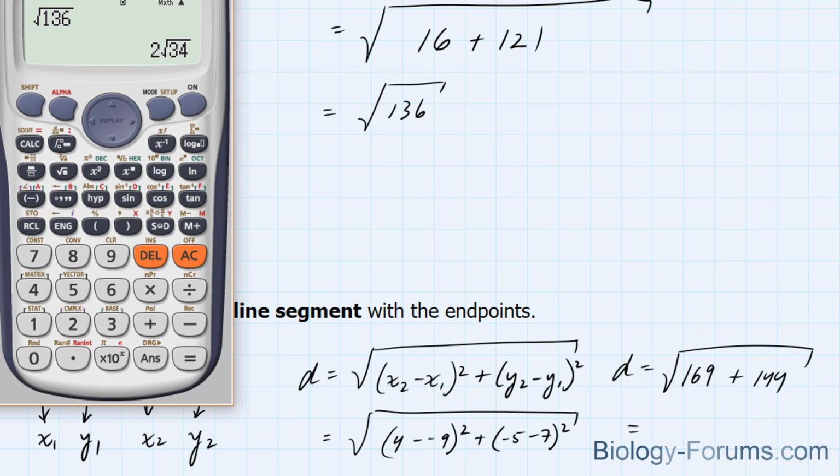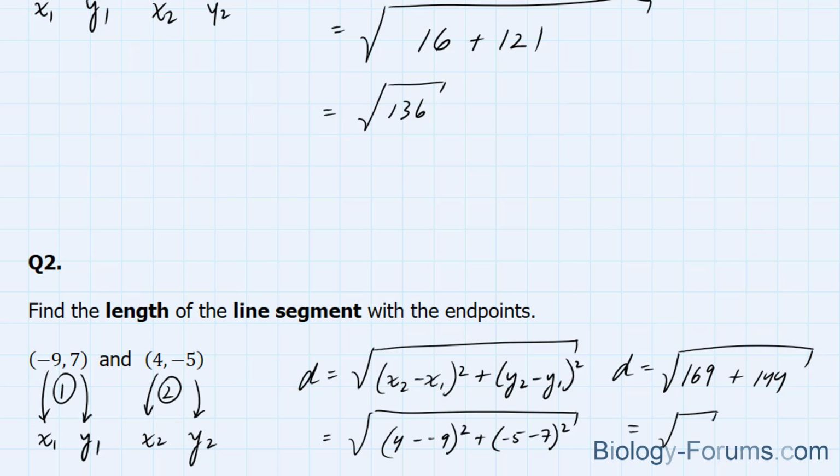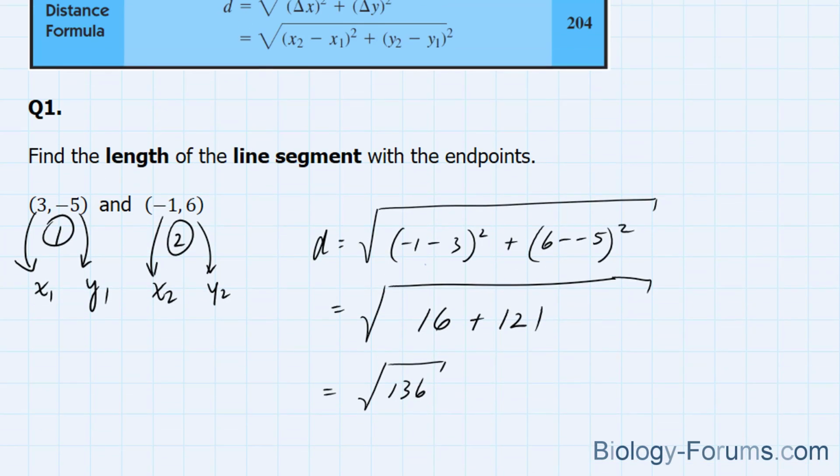And we're going to use our calculator here. Square root of 169 plus 144 is equal to the square root of 313, which I know is not a perfect square. And there you have it. That is how to find the distance of any line.